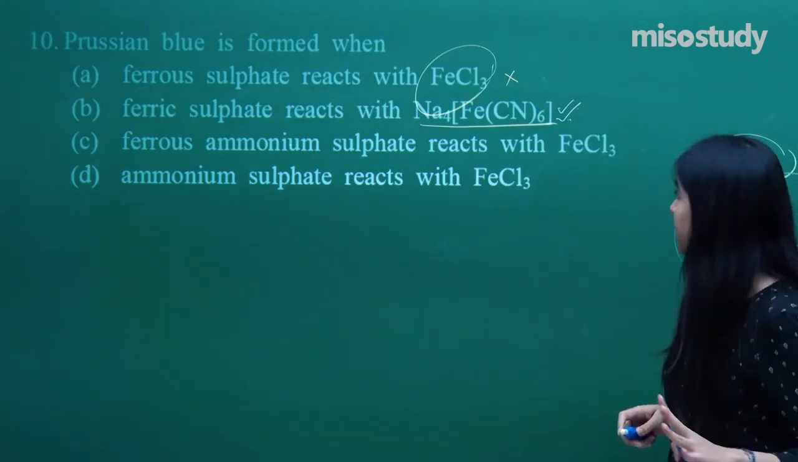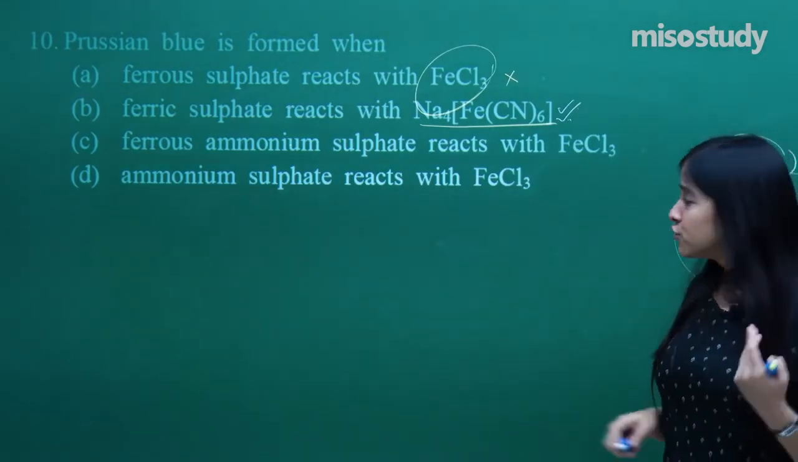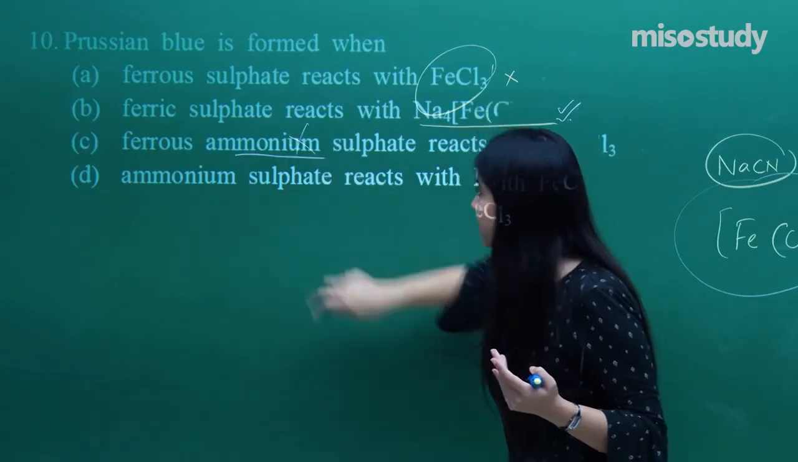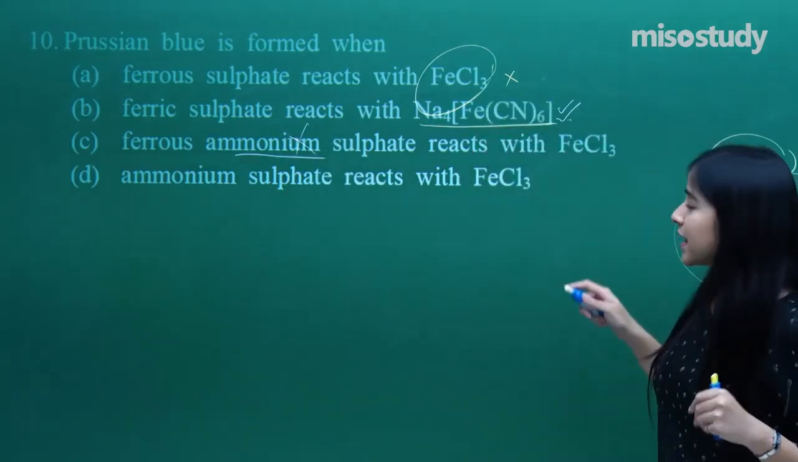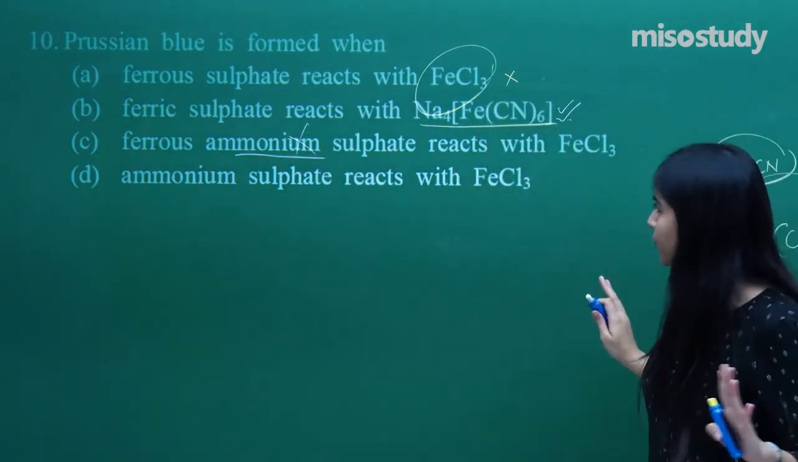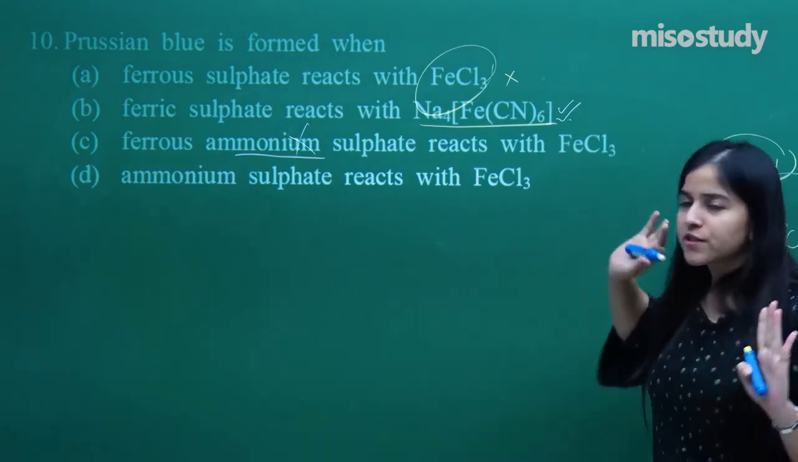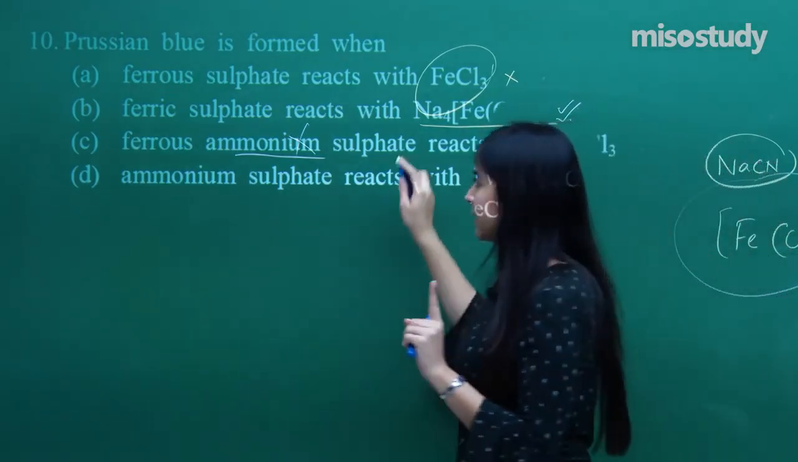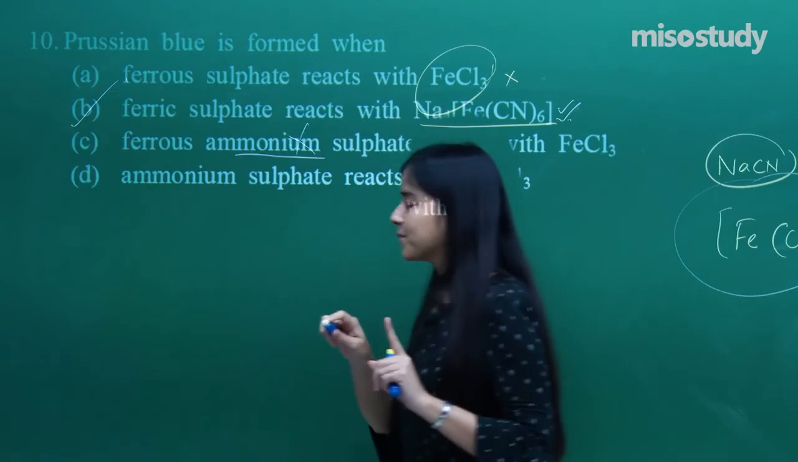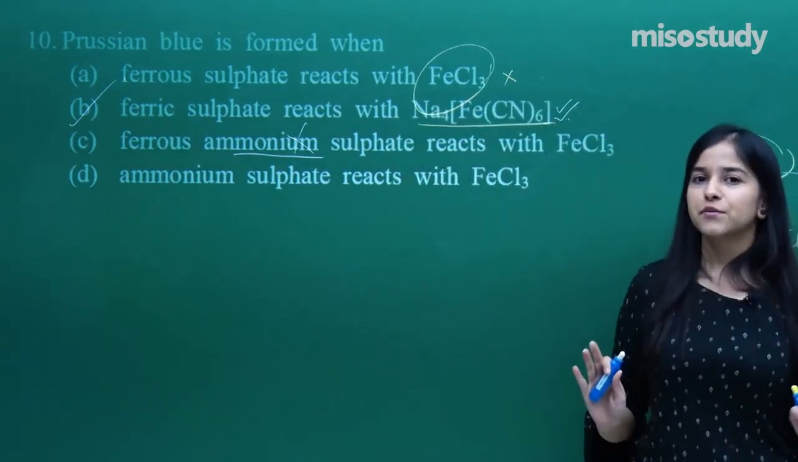Ferrous ammonium sulfate reacts with FeCl3. Not a point over here of ammonium sulfate. Ammonium sulfate reacts with FeCl3, is it so? No. So both of these options are also incorrect. We got our answer over here, which is B. I hope everybody is clear with it.